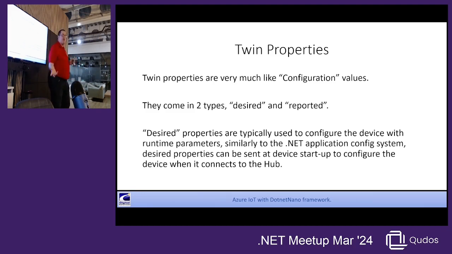Typically what you would use your desired properties for, you would keep a list of runtime parameters, maybe in a database, maybe in your back-end application, and then when your device starts up, it can make a request to MQTT and say, hey, send me my properties. And those properties then come down to it. Where do you send your reports? What frequency of those reports are, what kind of data are you sending, anything you desire.